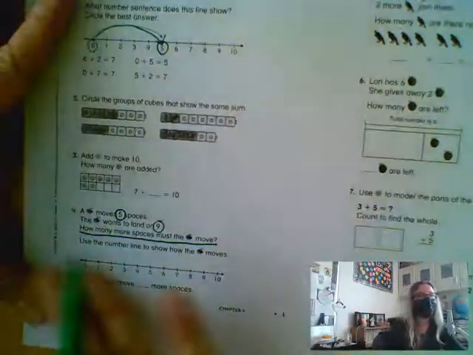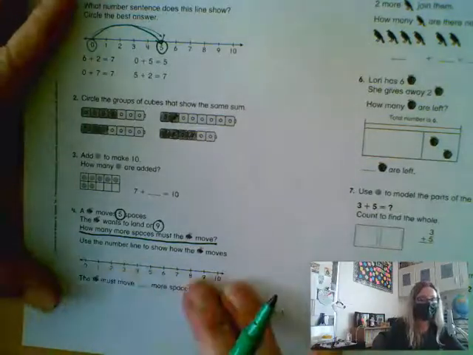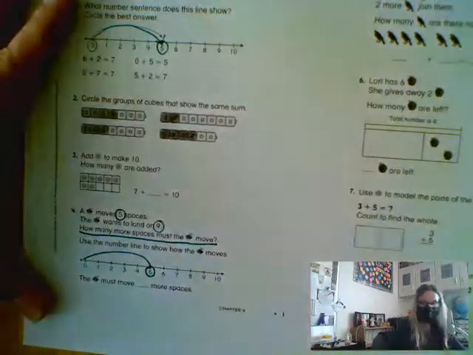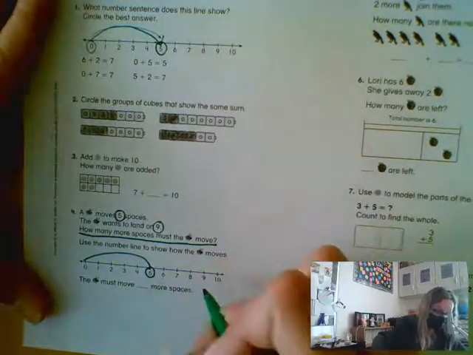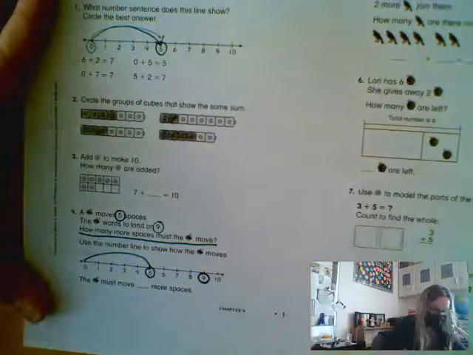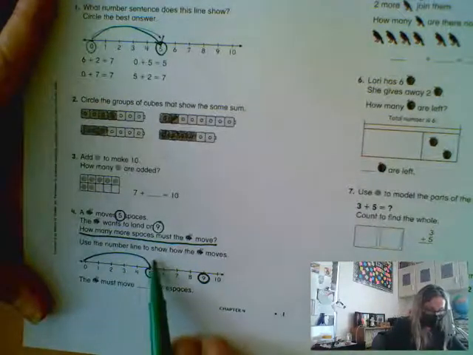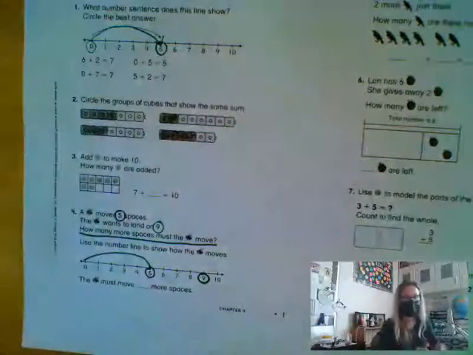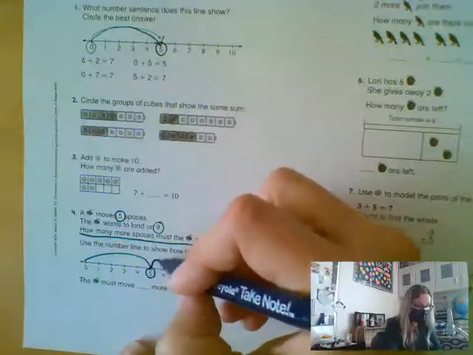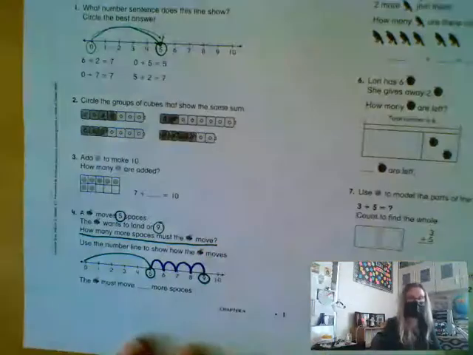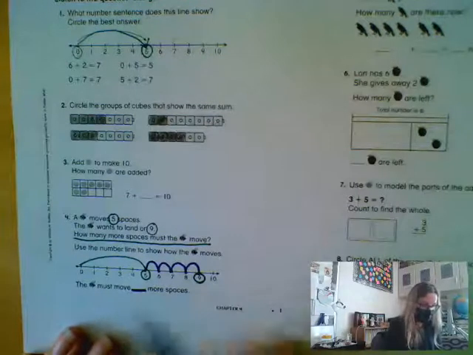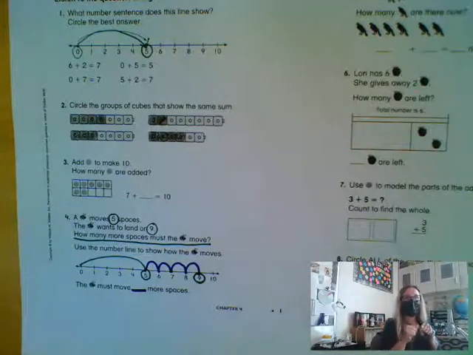So watch up here. Don't write anything down, just watch. The ladybug's first move went to the 5. This is where the ladybug's at. Now the ladybug wants to jump again to get to the 9. How many more spots does the ladybug have to go? So figure out from 5 how many bounces until you get to 9 and put that number here. How many more spaces does the ladybug need to move to get to 9? And put that number here.